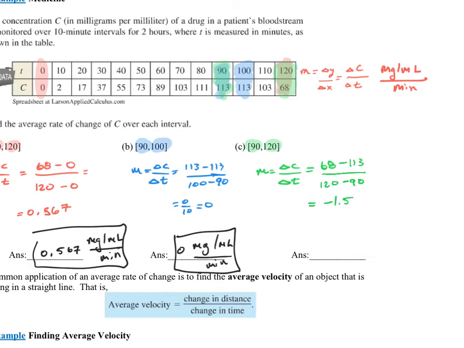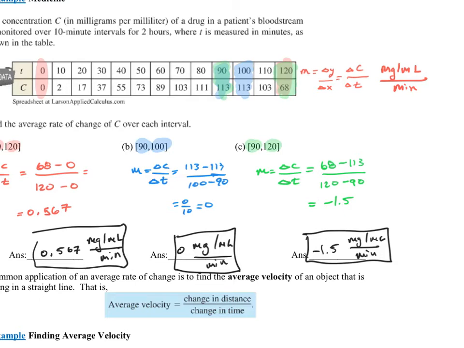So what does that mean the answer is? That would be negative 1.5 milligrams per milliliter per minute. So interpret that. Think about what that means. You have a concentration measured in milligrams per milliliter. It means that from 90 minutes to 120 minutes, during that time period, the concentration went down on average by 1.5 milligrams per milliliter each one of those 30 minutes.